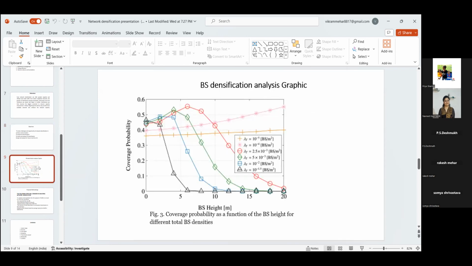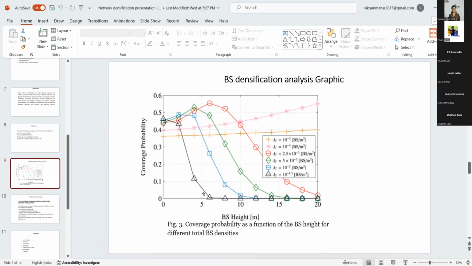So the BS densification analysis has a graph. In the graph, the base station height is kept constant between 0.3 and 0.4, but when the base station height is increased to 5 meters, the coverage probability will be maximum. At 10 meters the height is kept constant. After that height, the probability slowly increases in the BS densification analysis.